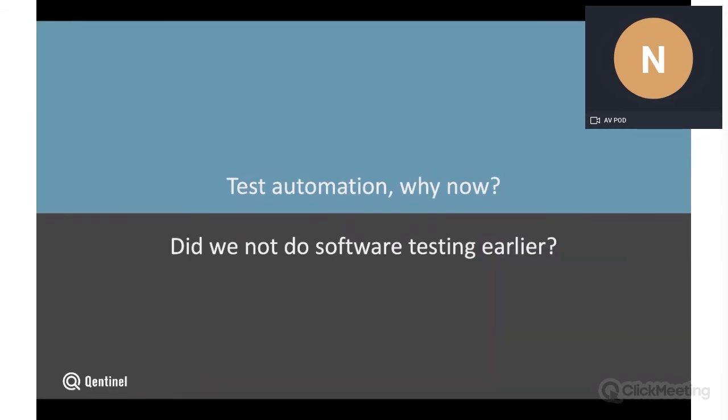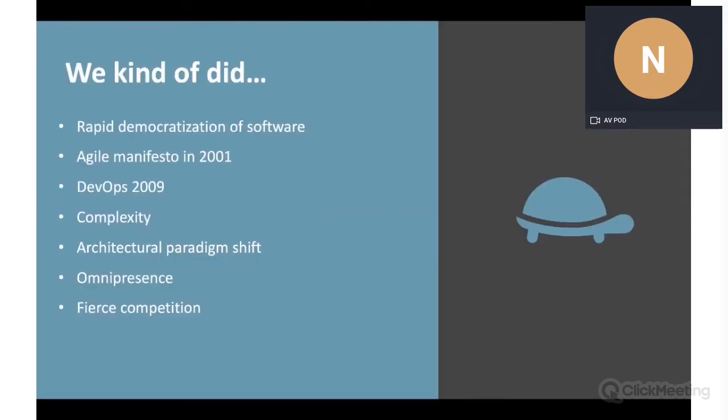So test automation, why now? Why all of a sudden is there a lot of content on the internet around test automation, and why is everyone talking about it? Is it another buzzword, and what's going on? Did we not do software testing earlier, like 20 years ago or something? Well, as a matter of fact, we did, but it was kind of slow, and it was fast enough for that time 20 years ago, but not anymore.